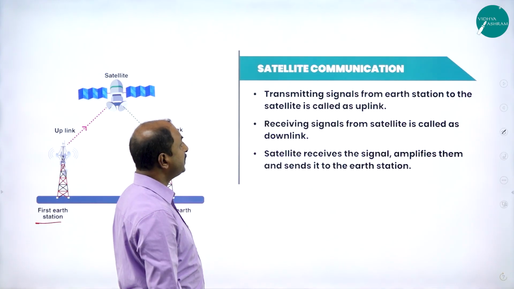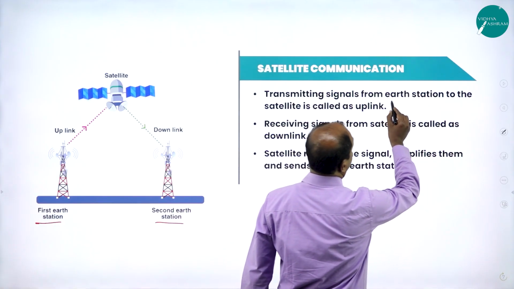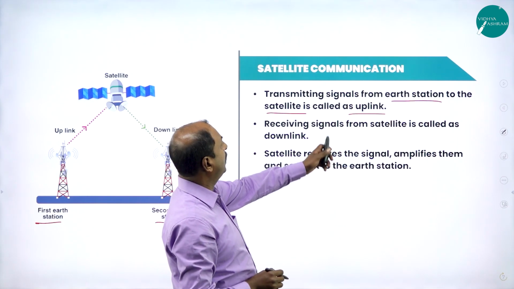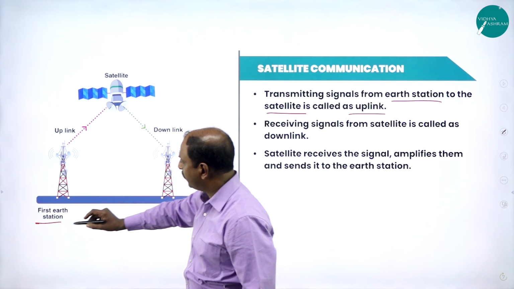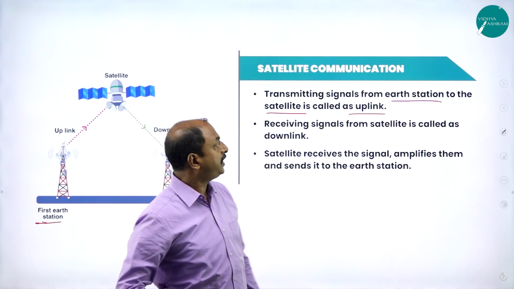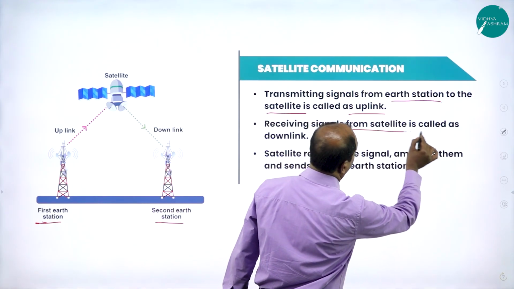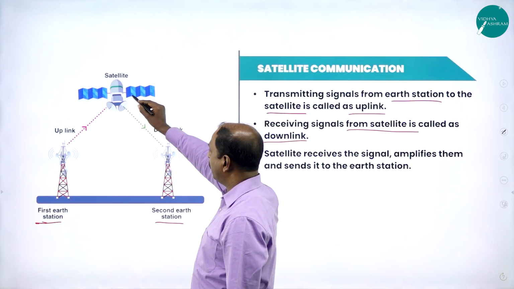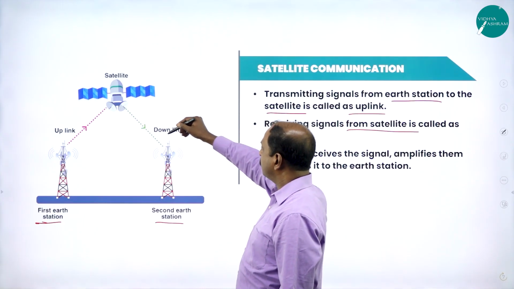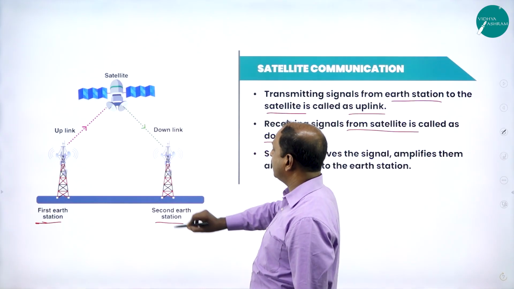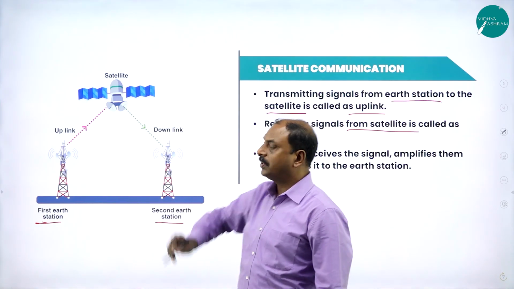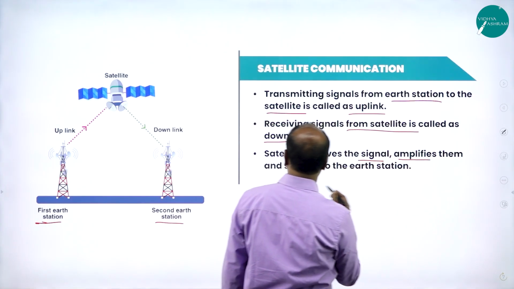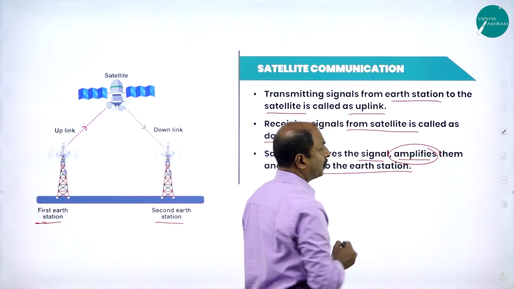Now let us see the definition of this. Transmitting signals from an Earth station to the satellite is called uplink. It is the process of sending data or information from the Earth station to the satellite. That is the first stage. And receiving a signal from a satellite is called downlink. Once the signal has been sent to the satellite, we have to receive the same signal after processing at the receiving station. That is called downlink. The satellite receives the signal, amplifies it, and then sends it to the Earth station. This is called processing.